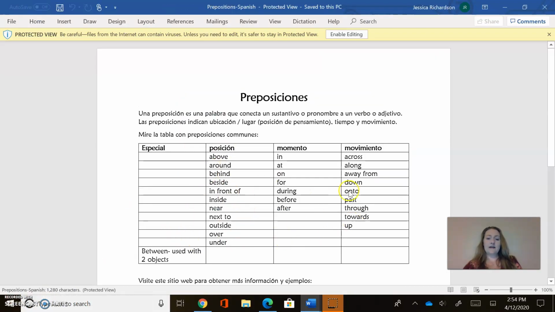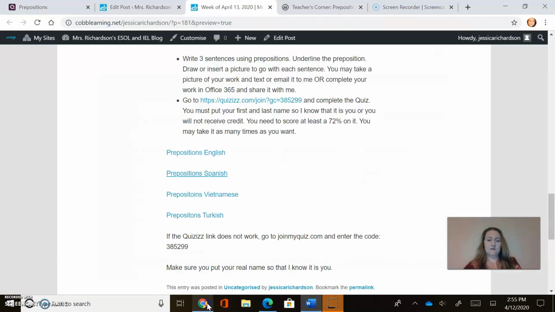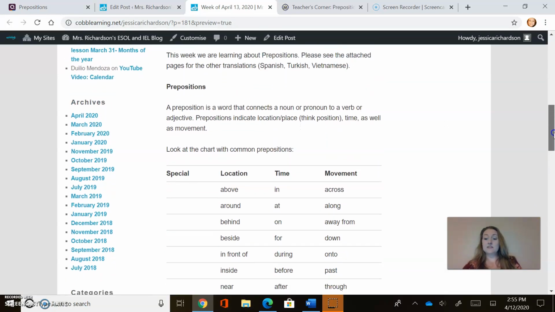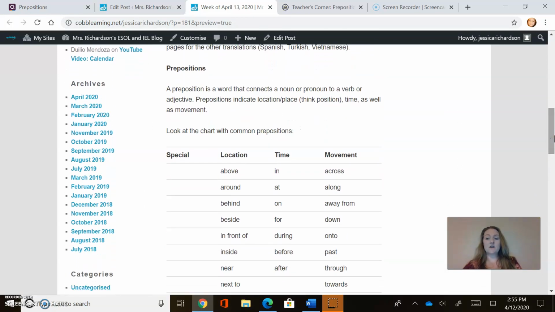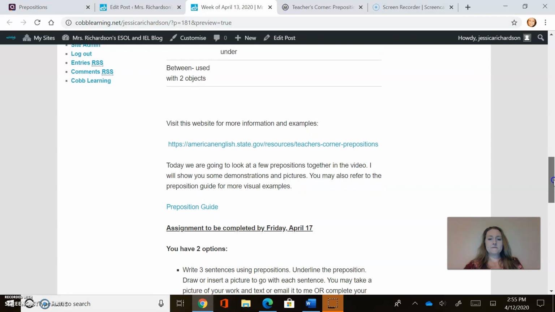I do not have these words in your native language because you are learning these words in English. The only thing that's going to be in Spanish, Turkish, or Vietnamese are the directions. Okay. So yes, I'm going to be teaching you about prepositions. We talked about it a little bit before we got out of school because of COVID. So I'm going to go back over them.